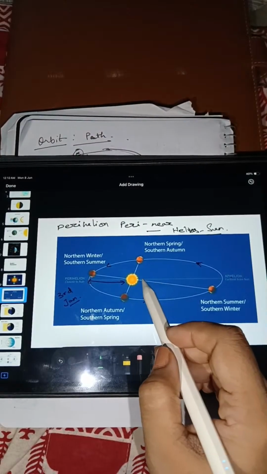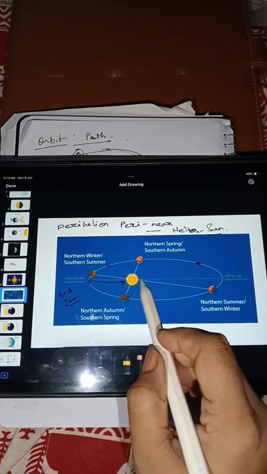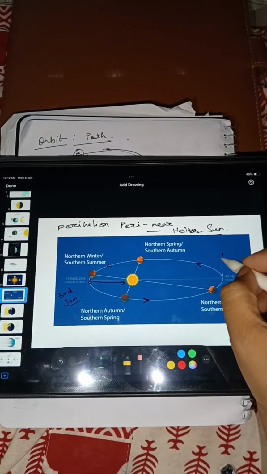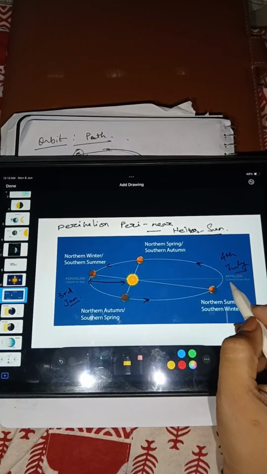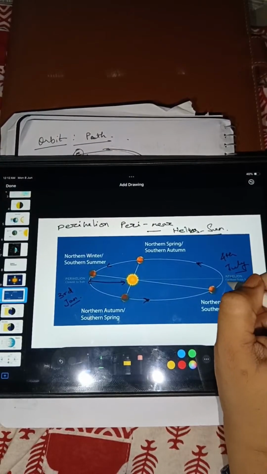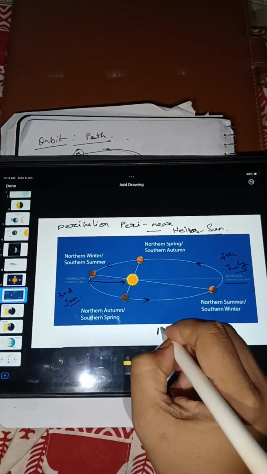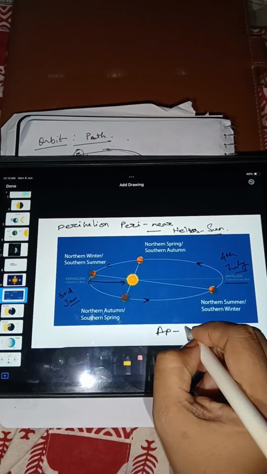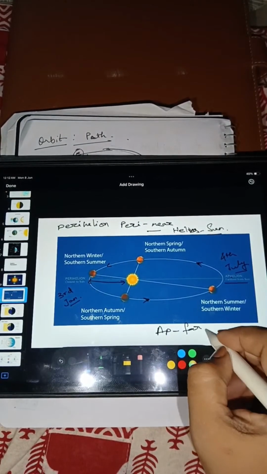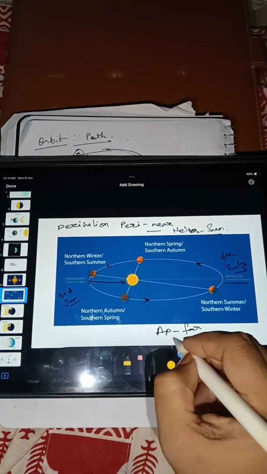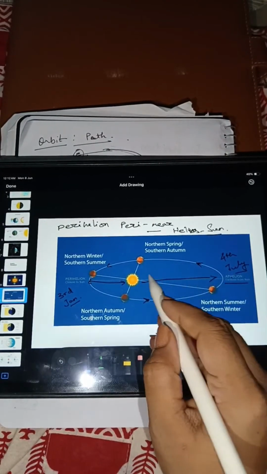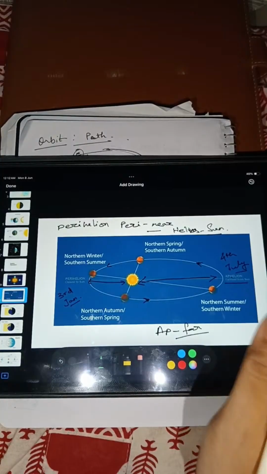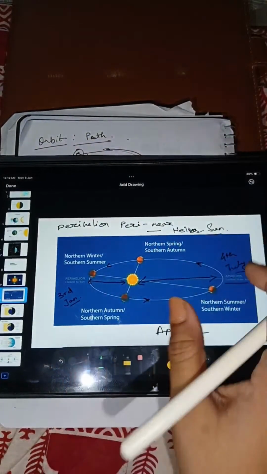Now the next position is the further one, more or less near 4th July, and this is called aphelion. Aph means far and Helios is sun. So the farthest distance from the sun is called aphelion. So these are the two concepts of aphelion and perihelion.